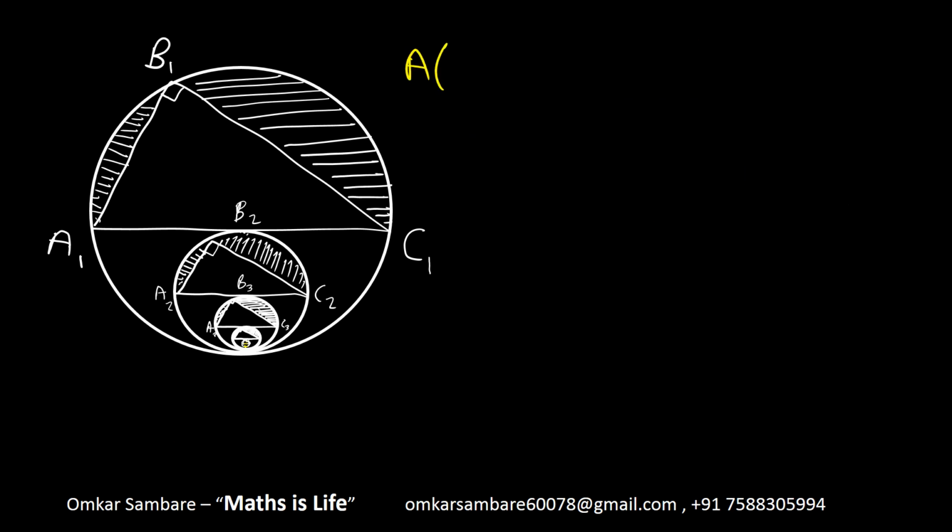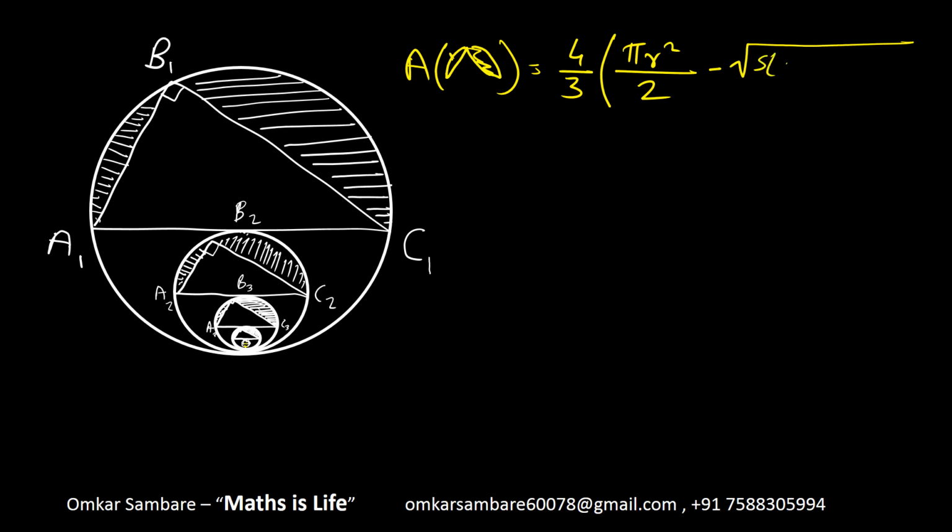Area of this shaded region is nothing but that infinite series. What was that value? 4 upon 3 into area of semicircle, pi r square upon 2, minus area of triangle when sides are given, square root of s into s minus a into s minus b into s minus c. Now this is a generalized form for all types of these triangles when we know the sides. So whatever side length you take, you will get the answer for your shaded region using this formula.